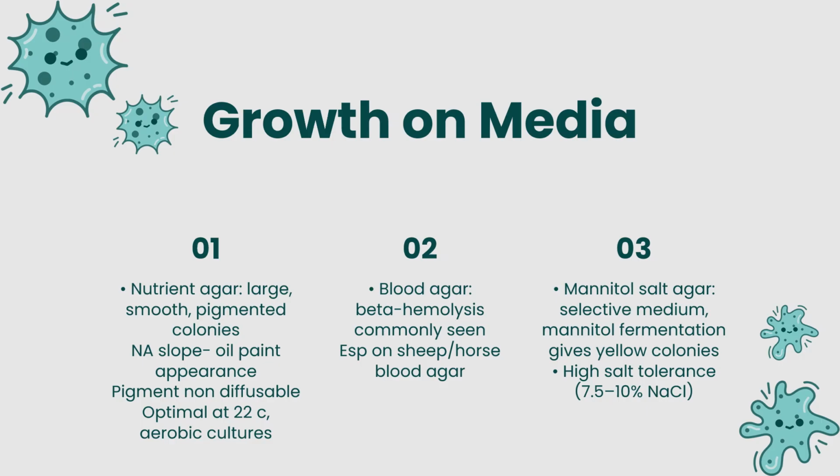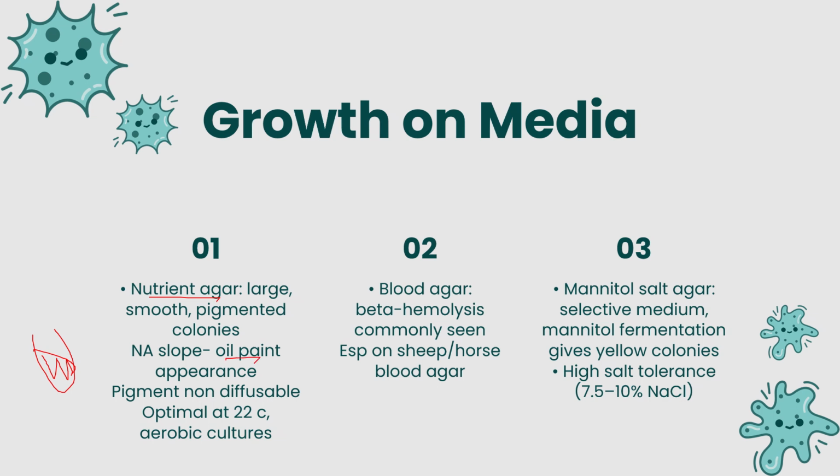Growth on medium. Apart from blood agar, which is good for growing, nutrient agar can also be used for growing these organisms. Again, they form large, slightly pigmented or yellowish colonies on a nutrient agar slope. Slope means in a tube or in a small vial, you make the media like this. On this media or slants, when you plate the organism, the colony appearance is known as oil paint appearance, meaning it is oily in nature.